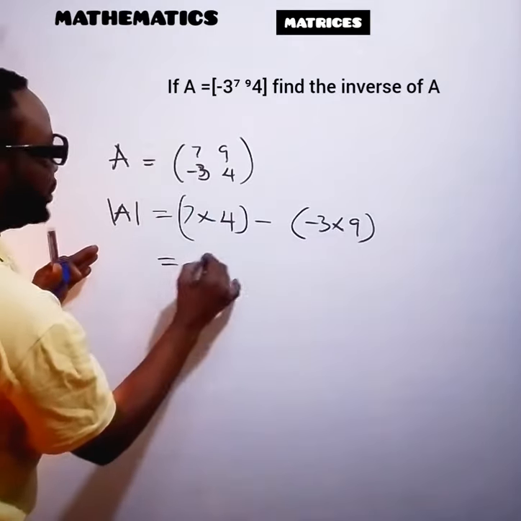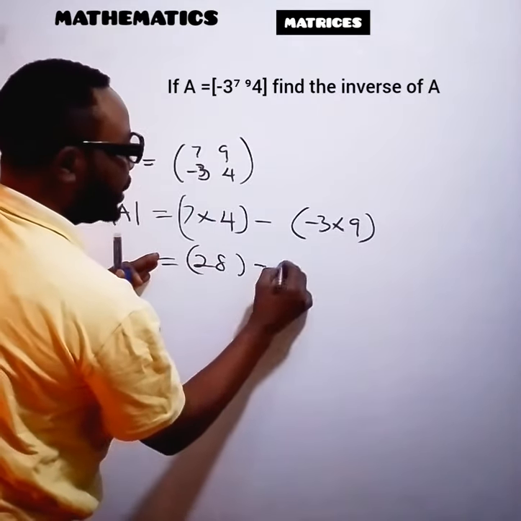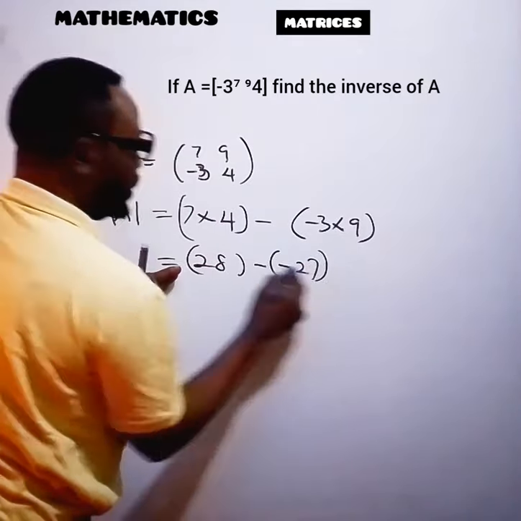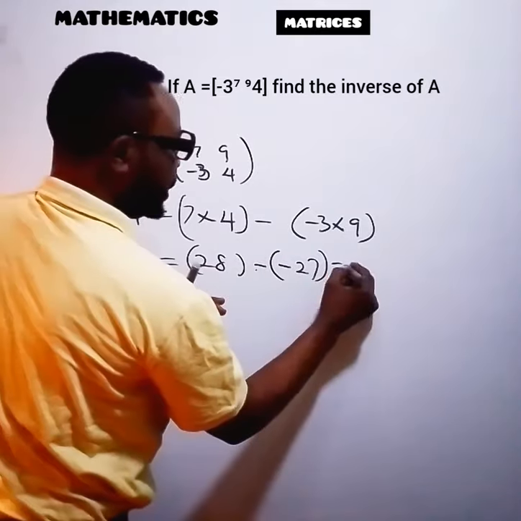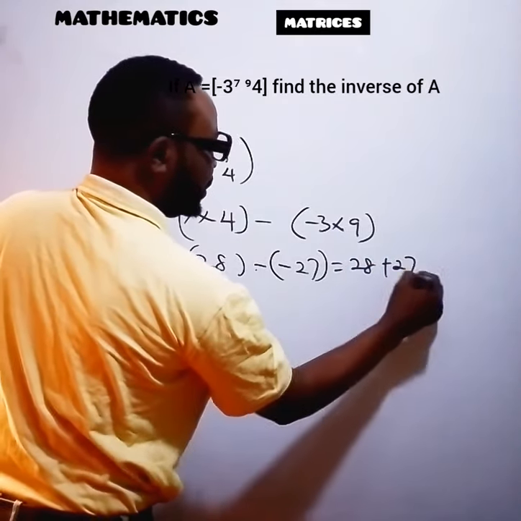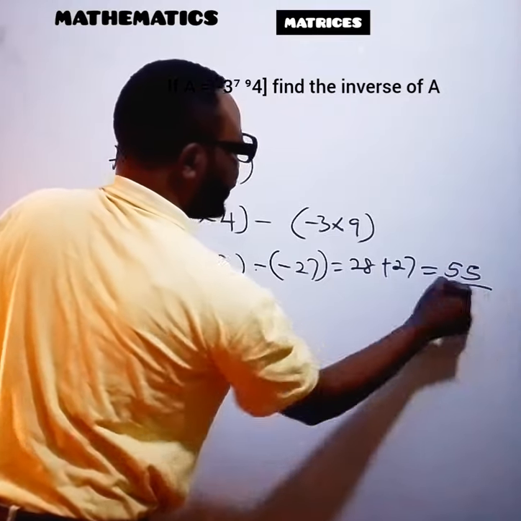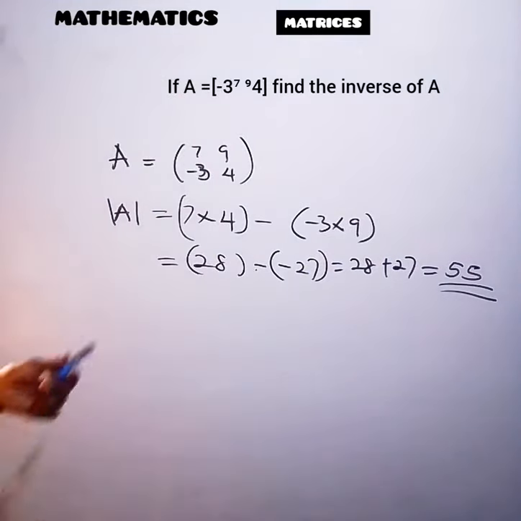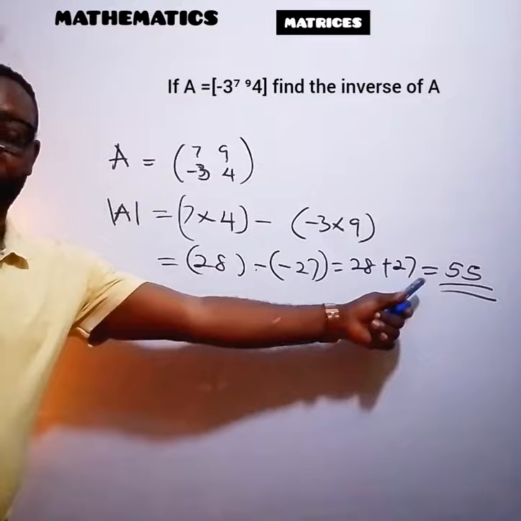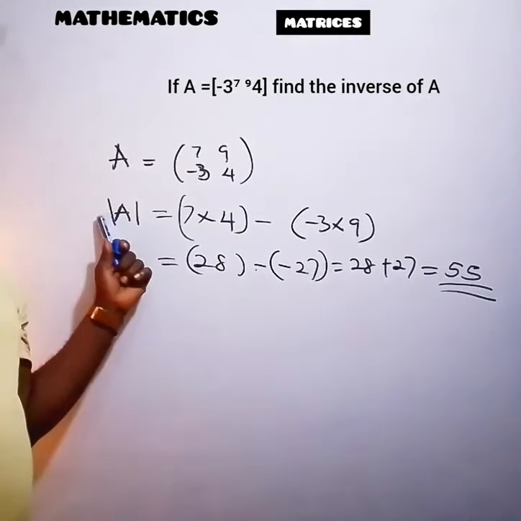So we have it to become 28 minus minus 27. Minus times minus means plus. That will be 28 plus 27, which gives us 55. After we've gotten our 55, we have been able to get the value of our determinant.